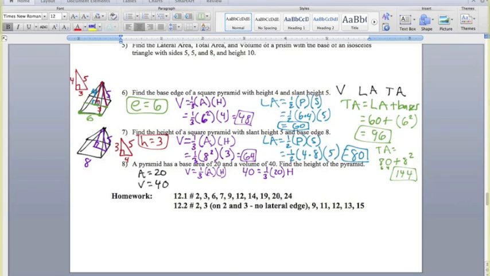How do I get rid of that 1/3 on both sides? Multiply by 3. So we multiply by the reciprocal on both sides, and that will cancel it out. That gives 120 is equal to 20 times H. And I get rid of that 20 by dividing both sides by it. I'm getting a height of 6.